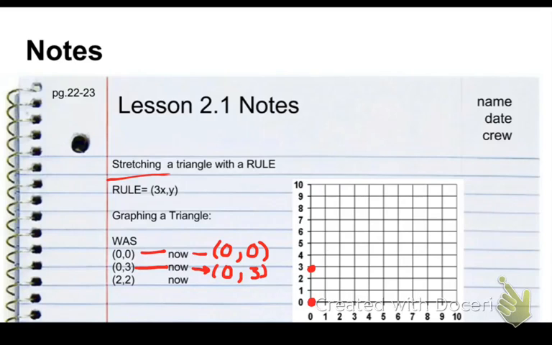Okay, that's interesting. Well, now what happens when I do this one? What's 2 times 3? Because I remember I've got to multiply the x by 3. I get 6. And y I leave alone. So my new point is (6, 2). So I got to go 6 over, up 2.